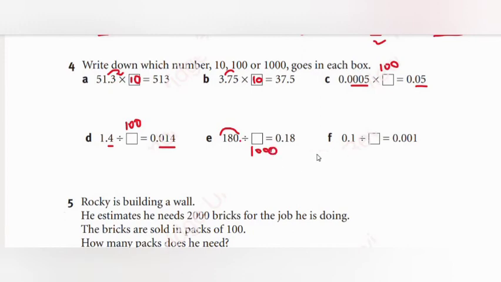That's the last question. 0.1 divided by which value gives 0.001? So you can see this has one decimal place, whereas the right side has three decimal places. So two digits have been increased. So it is possible only when we divide by 100, because 100 has two zeros. For two zeros, we can move the decimal place.